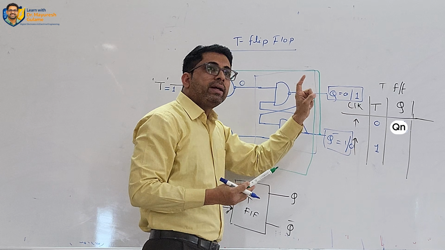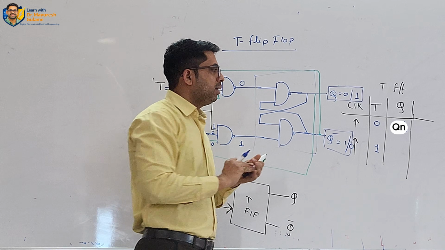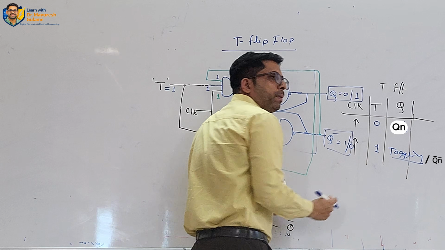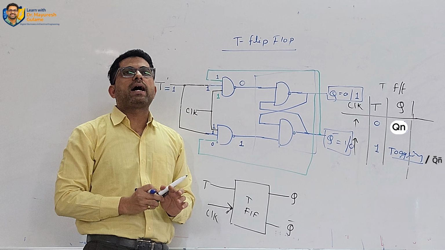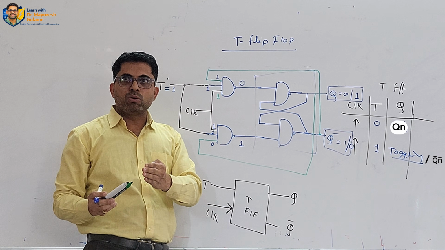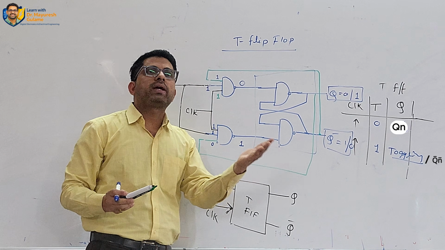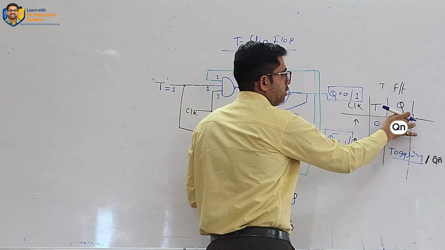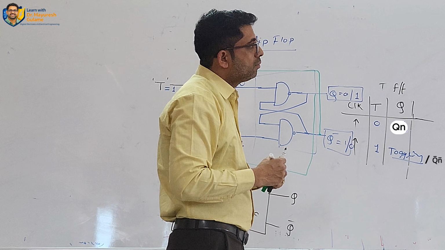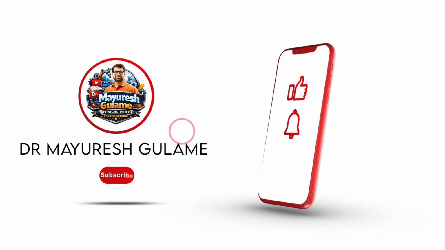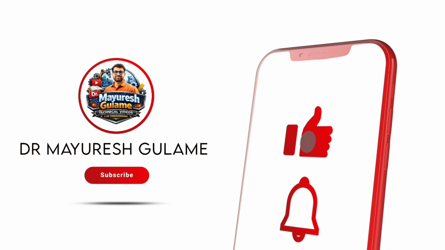So when the input for a T flip-flop is 1, you get the toggling operation. What does toggling mean? If the previous state is 0, the output now will be 1, and if it is 1, the output will be 0. Got it, everyone? Everyone got it? So this is what we wanted to say about the T flip-flop.